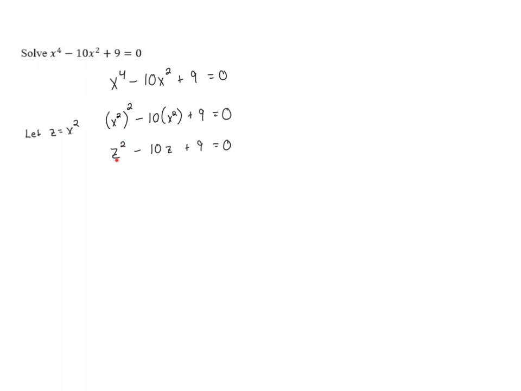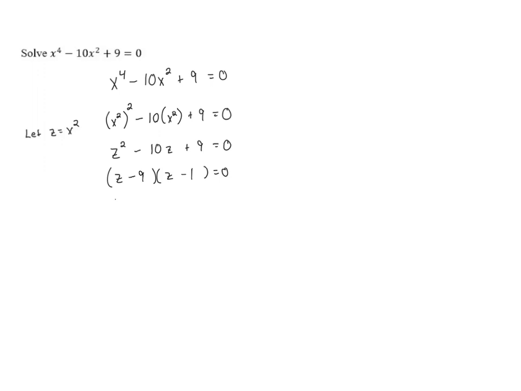We've got az squared plus bz plus c equals 0. And this we can solve by factoring. We can use the unfoiling method here. We need two numbers that have a product of 9 and a sum of negative 10. Those numbers are negative 9 and negative 1. So this factors into z minus 9 times z minus 1 equals 0.